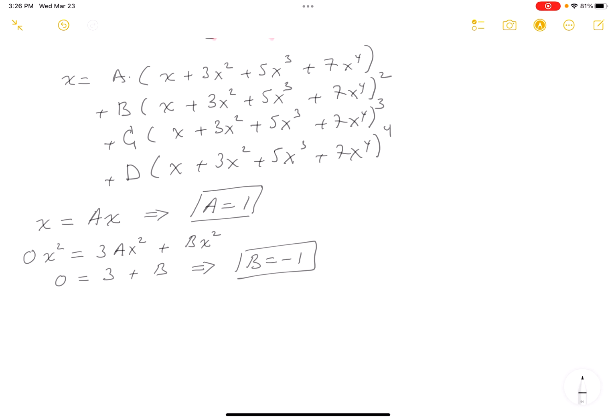What's b? b is minus 1. All right? By the way, they get more difficult as time goes on. I'm sorry, b is minus 3. I don't know why I said minus 1. That's wrong. Why is that? 3 plus minus 3 is 0.